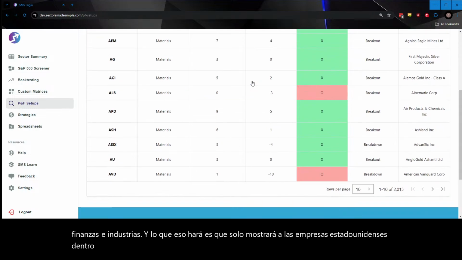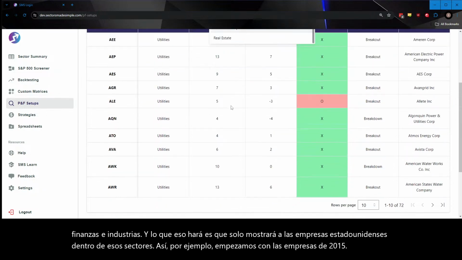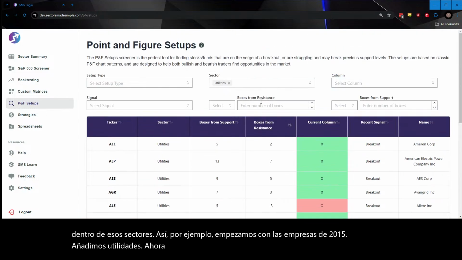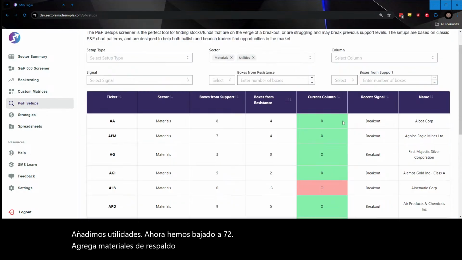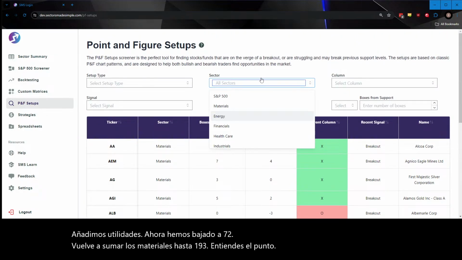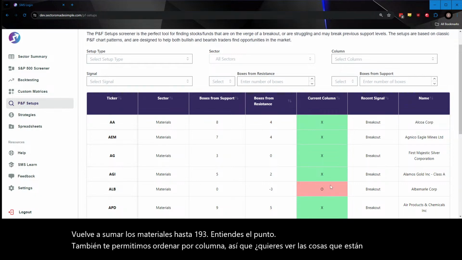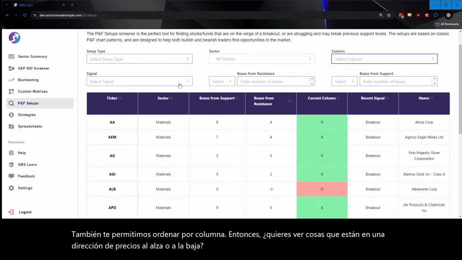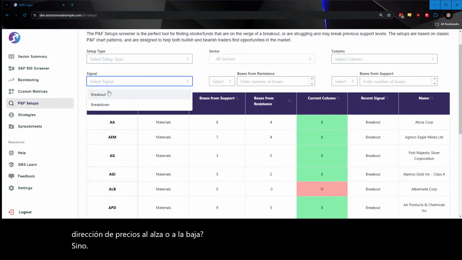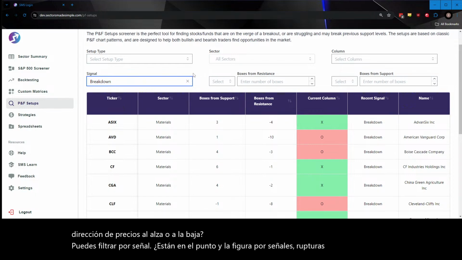So for example, we start off with 2015 companies. We add in utilities. We're now down to 72. You add in materials, back up to 193, you get the point. We also let you sort by column. So do you want to see things that are in an upward price direction or a downward price direction? X's or O's. You can filter by signal. Are they in point and figure buy signals, breakouts, or sell signals, breakdowns?